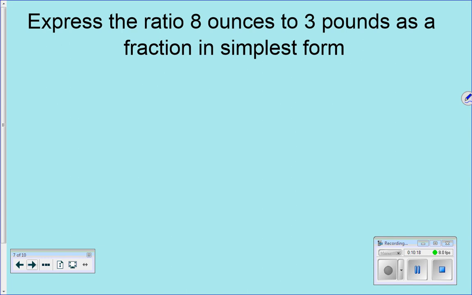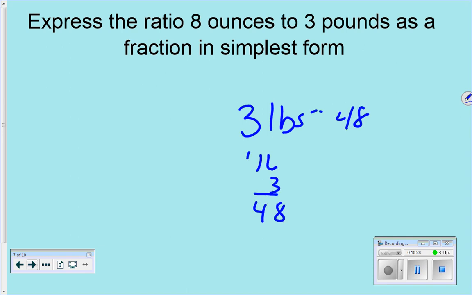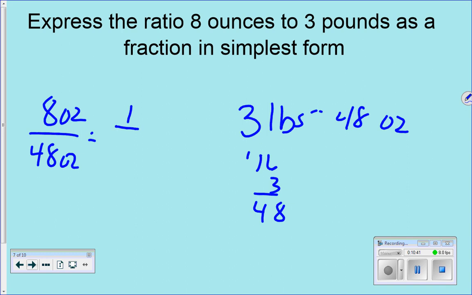Okay, so if you look in your conversions, 1 pound is 16 ounces. So 3 pounds would be 16 times 3, which is 48 ounces, right? So now I can compare them. 8 ounces to 48 ounces, and I need to reduce. So I can reduce by 8 here, right? 1 ounce to 6 ounces. That is my answer then.